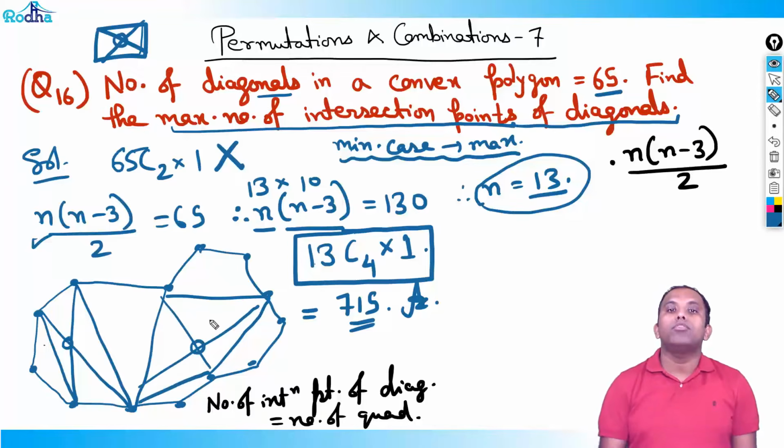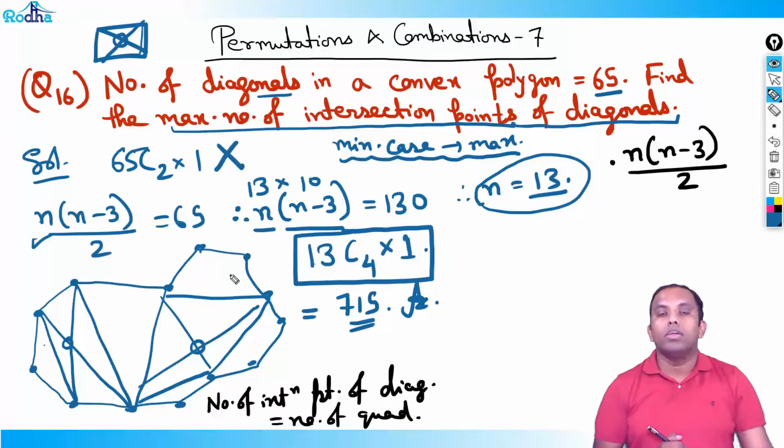I can form 13C4 quadrilaterals. How is a quadrilateral formed? By selecting any 4 points. How is a straight line formed? Selecting any 2 points, so nC2. If there are n points, there are nC2 lines. So how many quadrilaterals will be formed? If there are 13 points, 13C4. Selecting any 4 points will give me a quadrilateral.